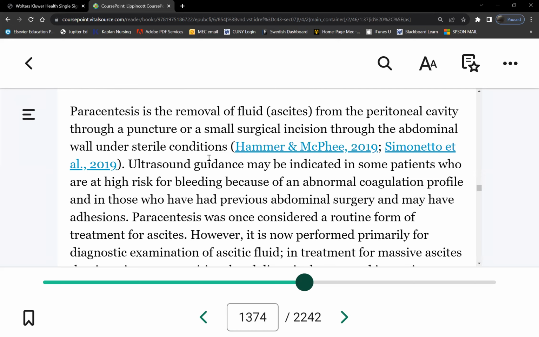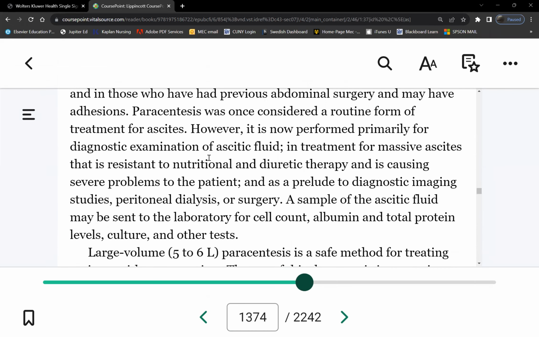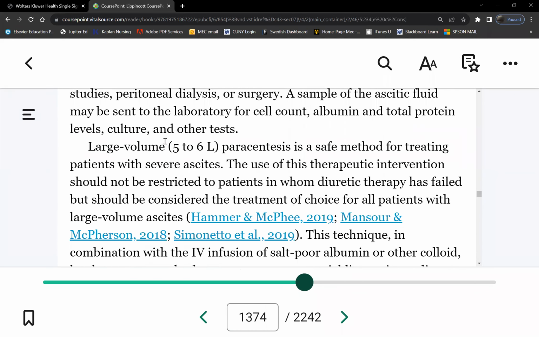So yeah. Okay. How much will it be? As much as the patient can tolerate. So you can remove up to 5 to 6 liters. That's a lot, right? So a lot of bottles. These are all fluid. So what's gonna be the obvious complication after the procedure? Hypotension.